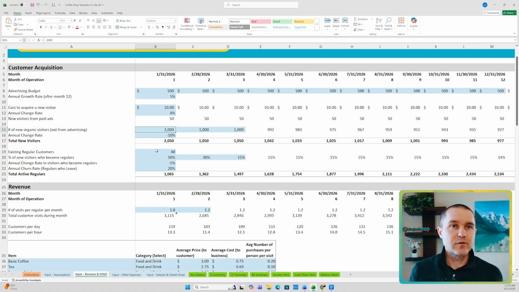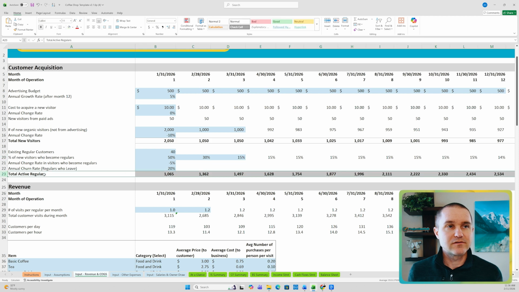Then what we're trying to do is build up regular customers. Let's say we start out with 40 people who are really behind us and excited about the shop, and we know they're going to come on a regular basis. So we're starting with our existing regular customer base. From there, some percentage of our new visitors are going to become regulars. We had 2,000 new visitors in the first month, and these people are early adopters, so maybe they're more likely to become regulars. Over time, fewer and fewer of those new visitors are probably going to become regular visitors.